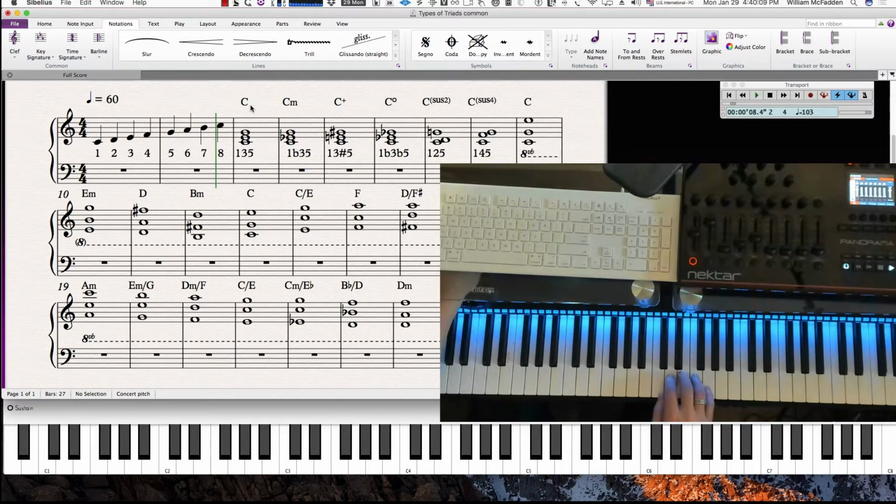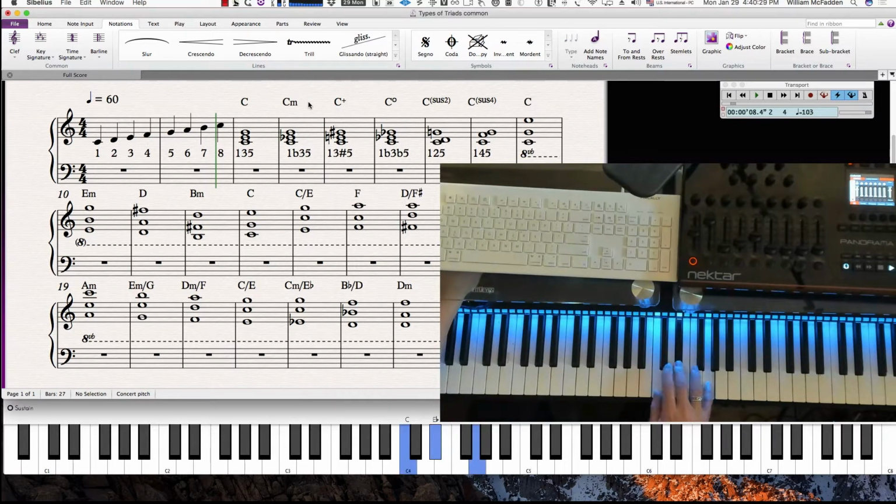So here we have the C minor. So that would be the first, the flatted third. So here's the third note of the scale. If you flat it, you're down here at E flat. And then the fifth note of the scale. So first, flat third, and fifth. So we have the C minor chord.